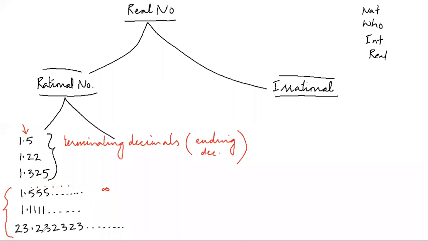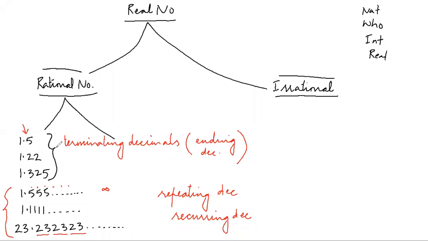In this case, one digit is not repeating, rather two digits are repeating. What are those two digits? 2, 3, 2, 3, 2, 3. So these numbers are known as repeating decimals, or in some books they call it recurring decimals. All right. Interesting thing, students, both these categories of numbers are rational numbers.